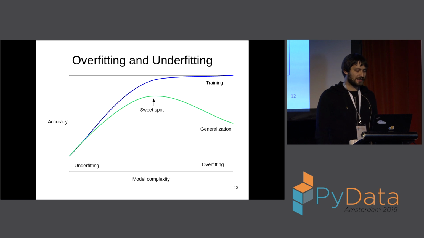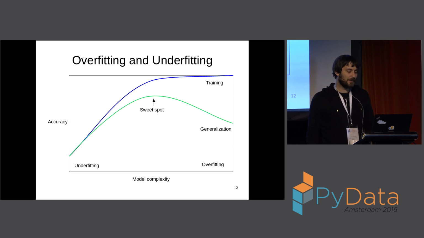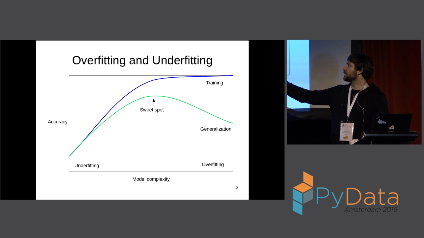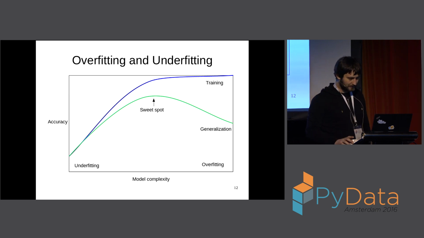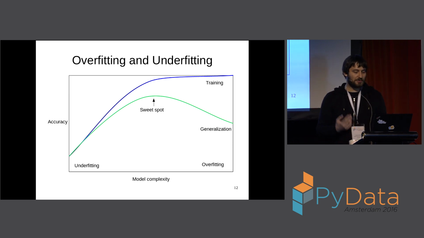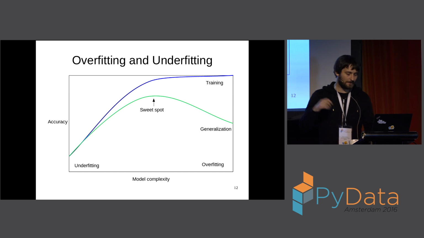And so selecting the right model and selecting the right parameters of the model is what we do to find the sweet spot. And so now I want to talk a little bit about the methods that we use to find a sweet spot.